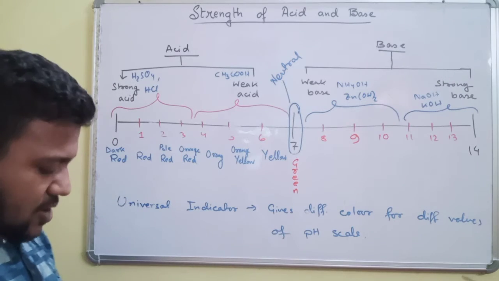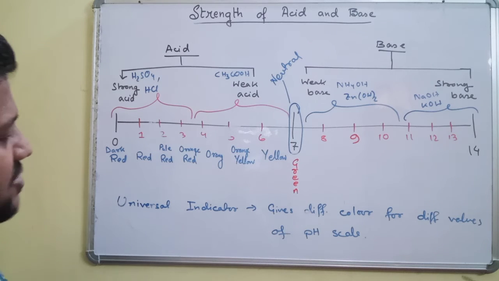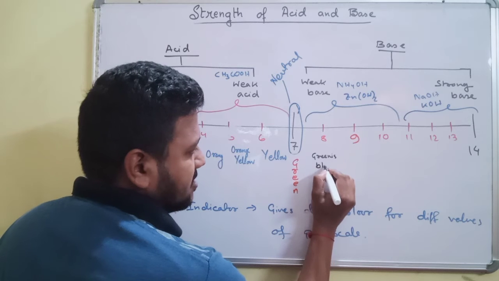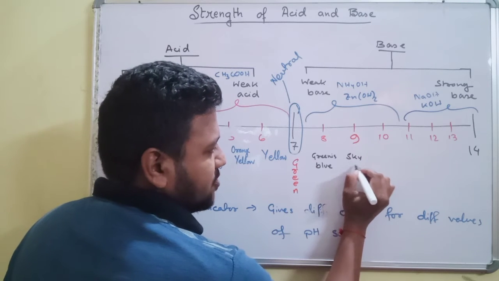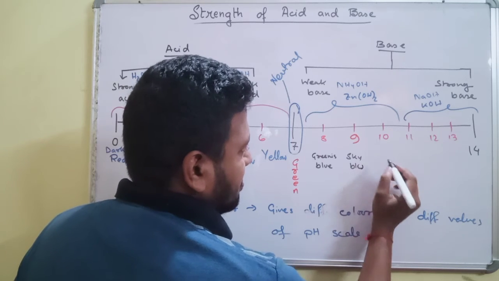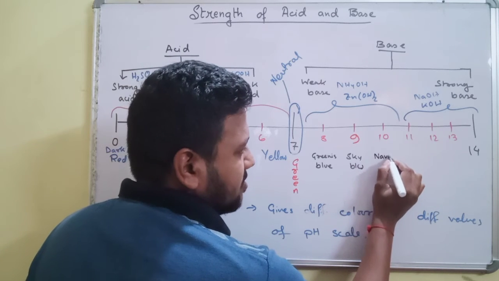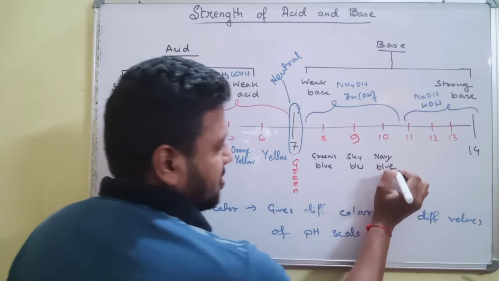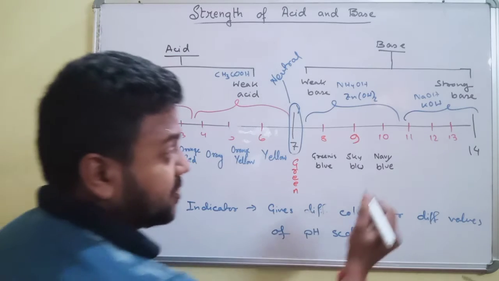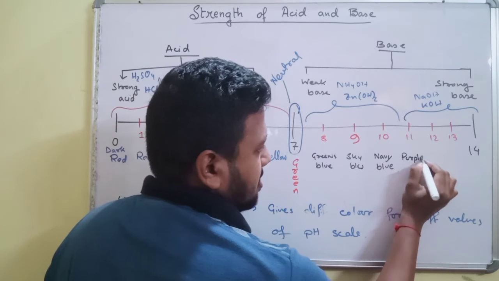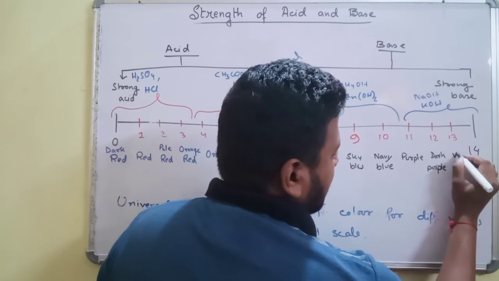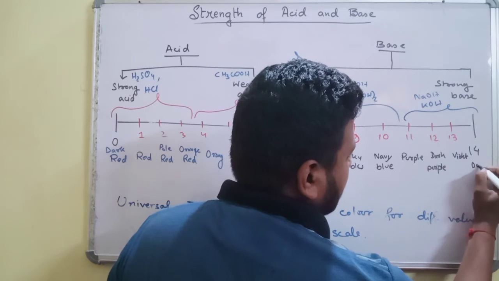Now when we talk about bases, the color will change from greenish blue to sky blue, then it will become navy blue. In case of 11, the color changes from blue to purple, dark purple. This is violet and this will be dark violet.